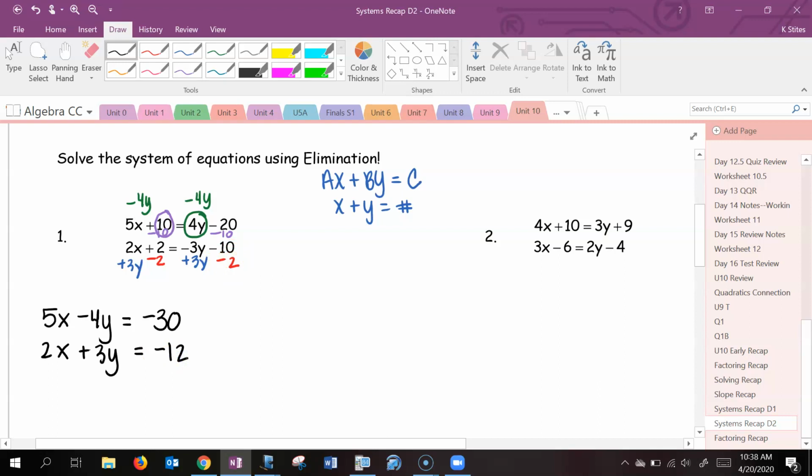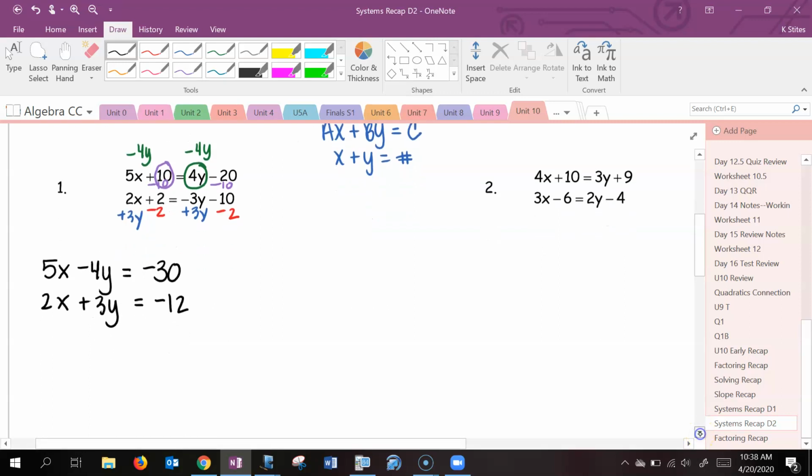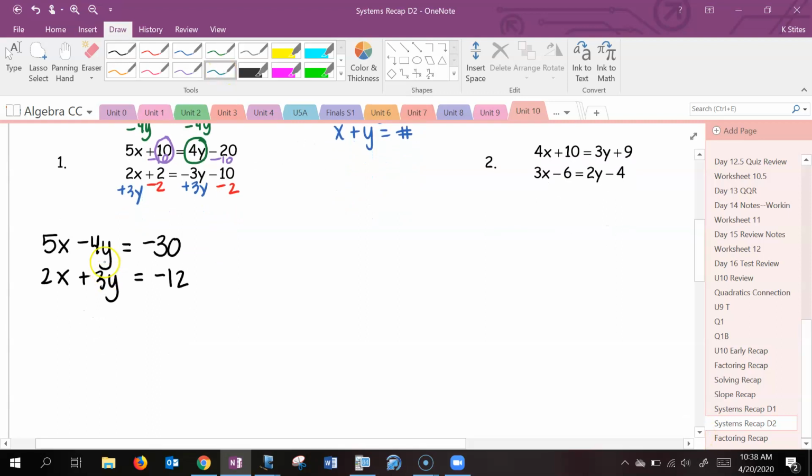Okay, so now I can go ahead and I can do elimination. I'm going to try to cancel my y's because I already have a negative and a positive. I can't make a 3 become a 4, but 3 and 4 both go into 12, so I'm going to try to make these 12 y's. To do that, I'm going to multiply the top by 3, because 3 times 4 is 12, and I'm going to multiply the bottom by 4, because again, 3 times 4 is 12. I'm not going to put any negatives in here because I already have a negative and a positive.